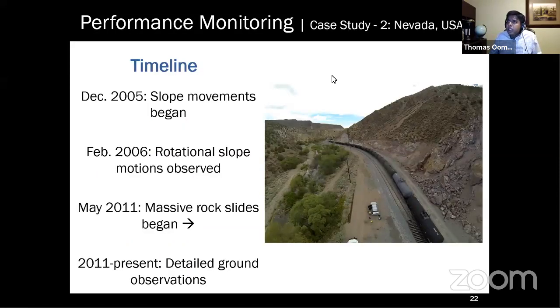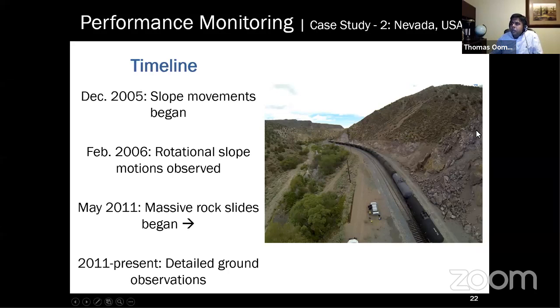Let me quickly show you another example here. This is an example from a case study in Nevada, where we are monitoring a slope along a transportation corridor. Here you can see that this is a rail corridor, a very important rail corridor, which takes all the goods from the Midwest to the West, and any disruption to this line can have serious economic consequences. So keeping this line safe is critical.